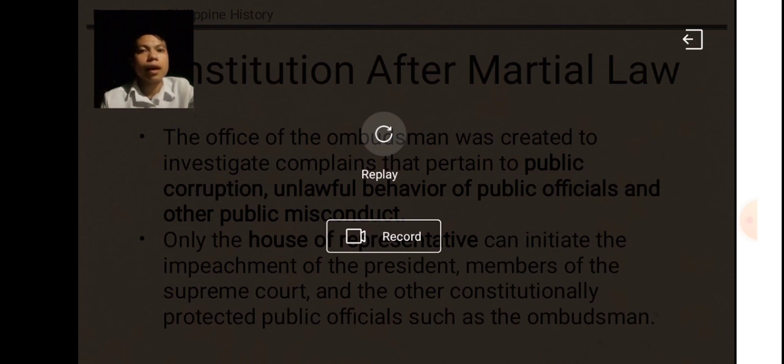So I think that would be it for the topic about the 1987 Constitution after martial law.